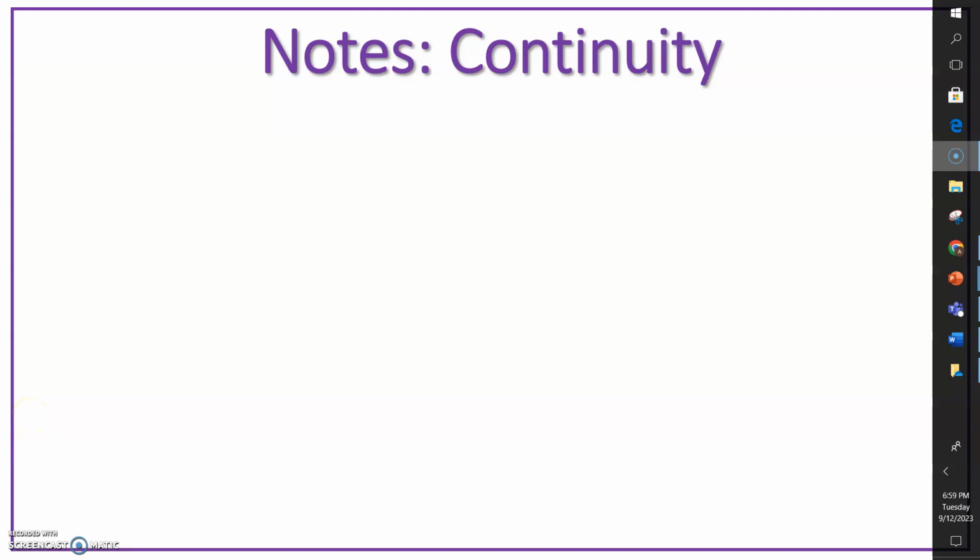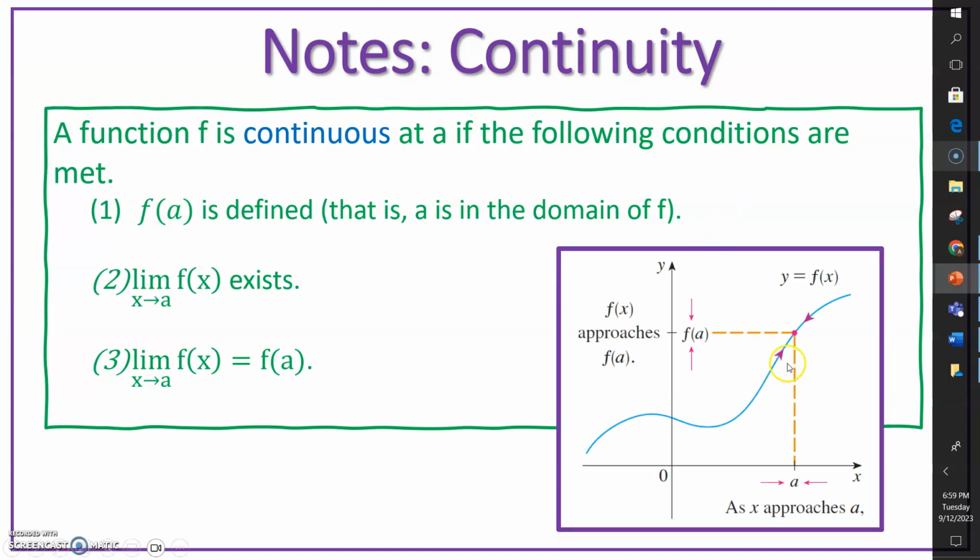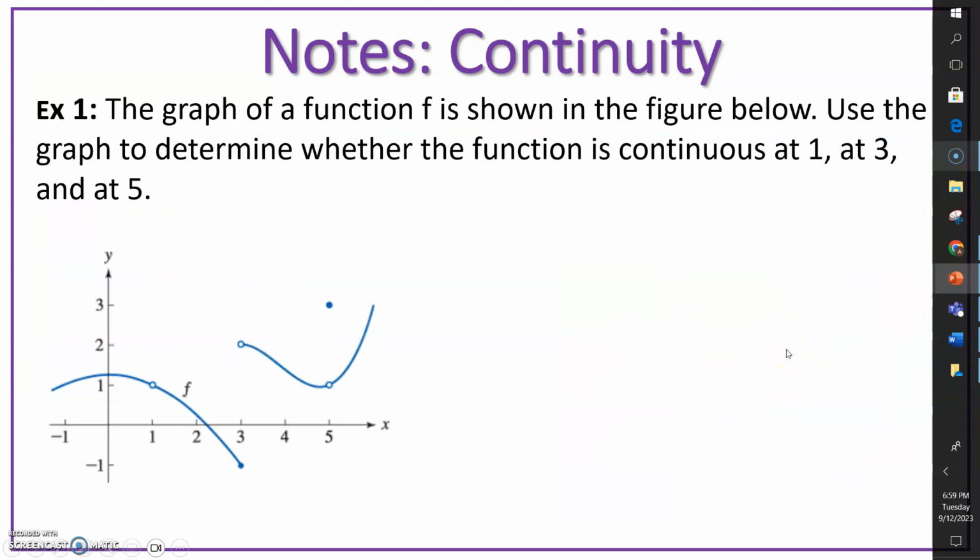All right, the focus of this set of notes is continuity. This is lesson 2.5a. We say that a function f is continuous at a if the following conditions are met. 1, f of a is defined. That is, a is in the domain of f. 2, the limit of f of x as x approaches a exists. And 3, the limit of f of x as x approaches a is equal to where it's defined. That is, we approach from left and right, and where we approach is where it's defined.